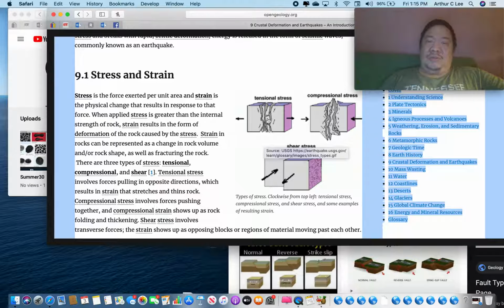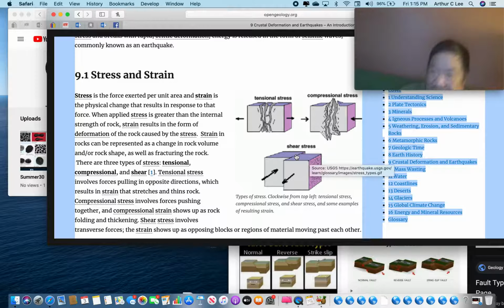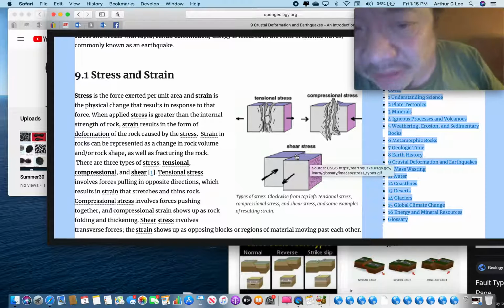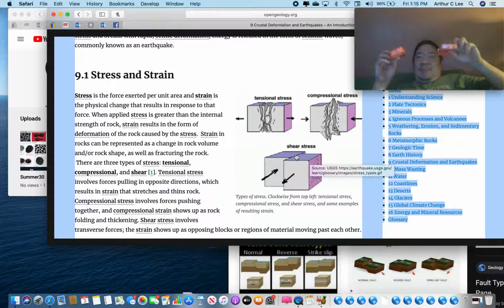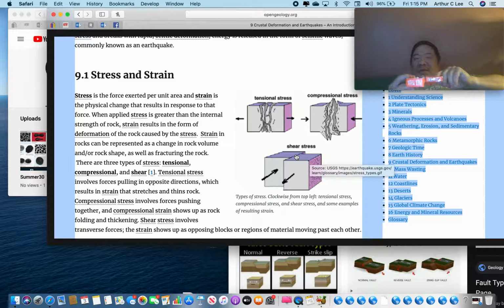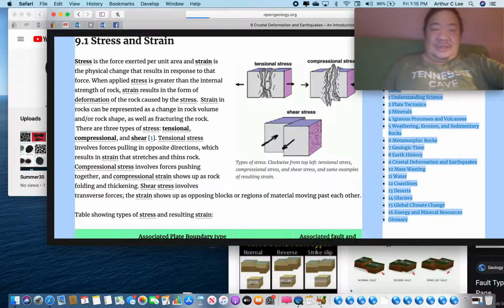The third type of stress is called shear stress. Let me give you an example. Let's say I have two plates, represented by these two packs of cigarettes, and if they slide next to each other, then that's called shear stress. If I push these together, that's compressional stress. If I pull them apart, that's tensional stress. So those are the three kinds of stress.